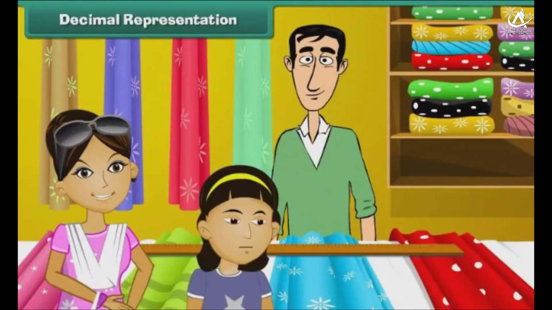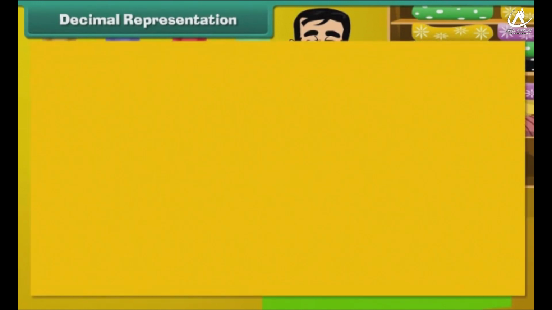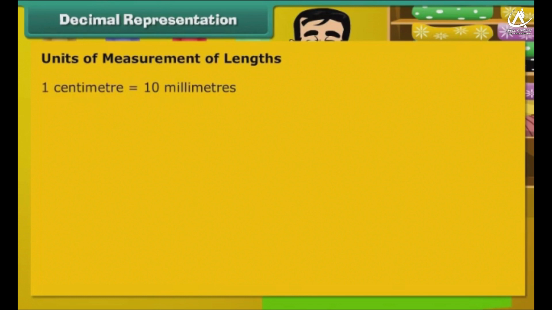Bela accompanies her mother to a sari shop. She asks the shopkeeper the actual length of a sari. The shopkeeper measures it in front of her as 550 centimeters. Bela wants to know if 550 centimeters can be expressed as meters. To answer Bela's question, let us understand the relationship between the different measures of length. 1 centimeter is equal to 10 millimeters. Therefore, 1 millimeter is equal to 1 by 10 centimeter. That is equal to 0.1 centimeter.